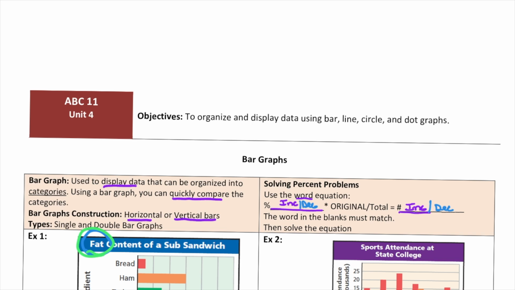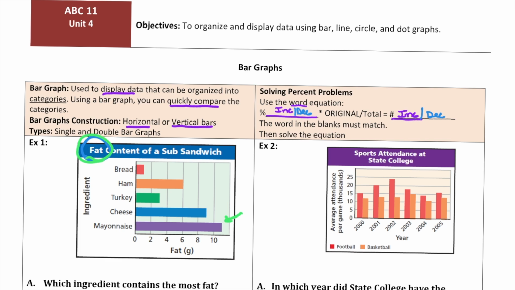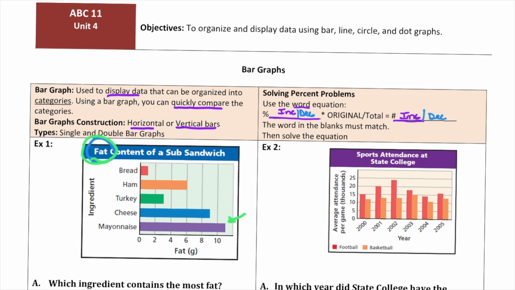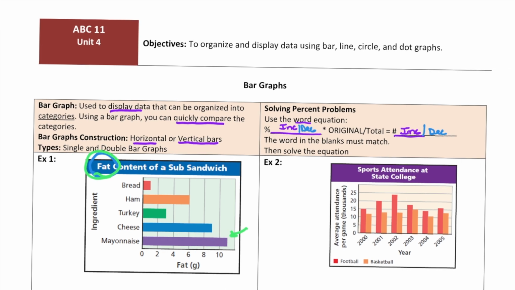And now as we look at question C, how many total fat grams are there in this sandwich? Total means that we're going to add. So you take your bread, which is 1 gram of fat, plus you're going to add the 6 from the ham and the 3 from your turkey. Cheese, 9 grams of fat, and of course mayonnaise is 11. Add them all up and you will have your 30 grams of fat.